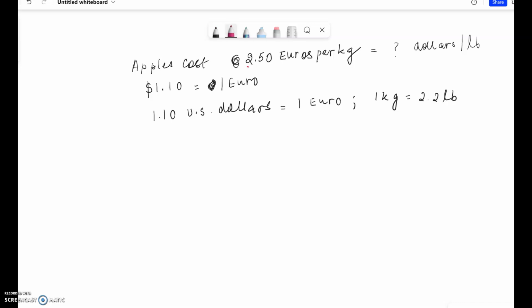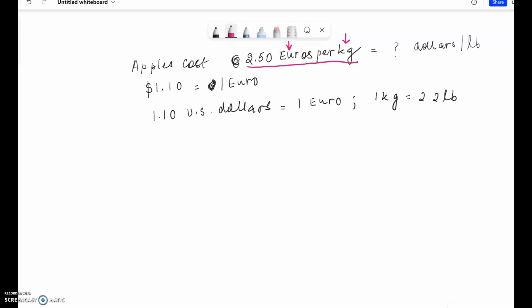Apples cost 2.50 euros per kilogram. Notice the units here. The unit of measurement of weight is kilograms and the currency is euros.